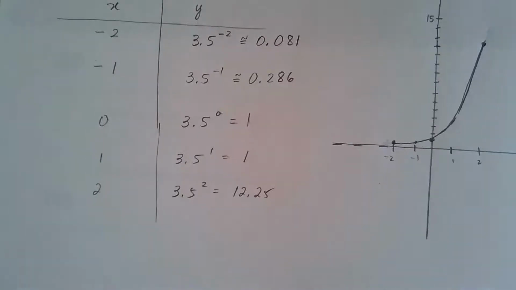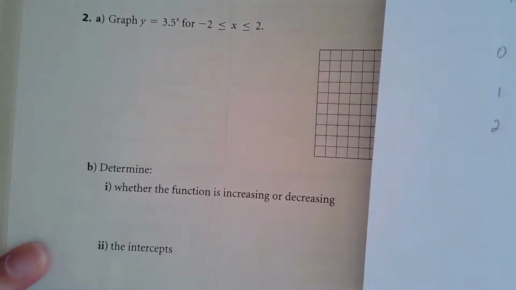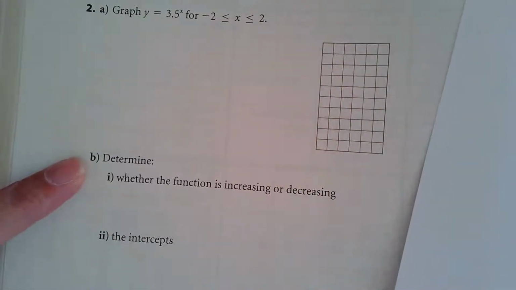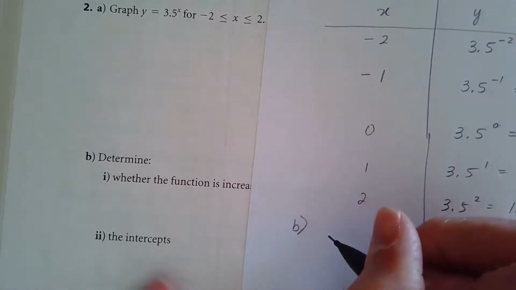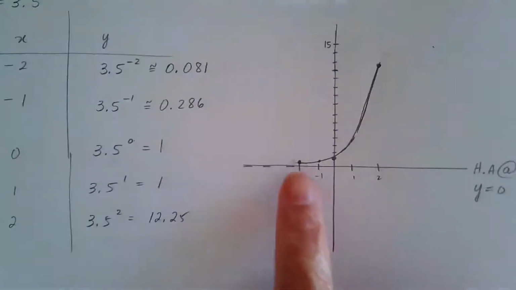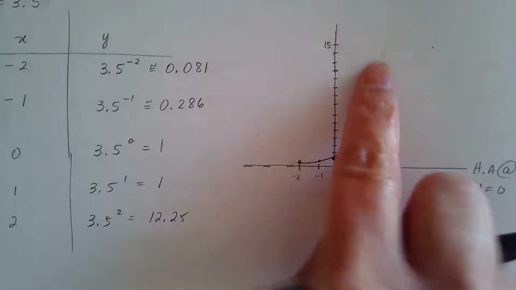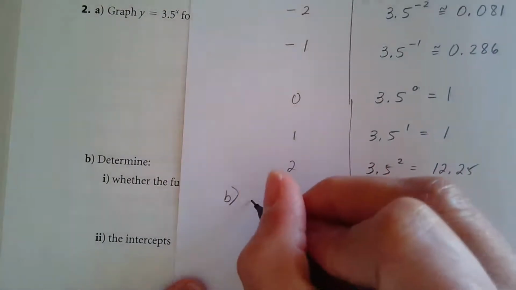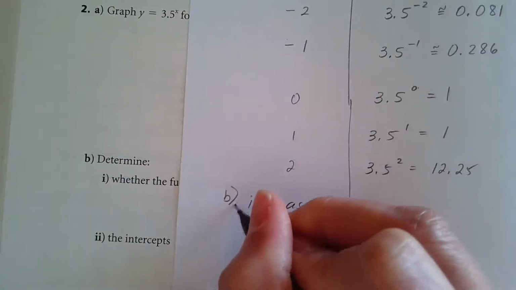Okay, so now let's take a look at question number 3. Oh, no, we're not done with number 2. It says here, that's just the A part. It says determine whether the function is increasing or decreasing. So this is letter B of that. So B, this is going to be increasing, because when you go to the right side, the function gets bigger and bigger and bigger. So this is an increasing function. So that's one.